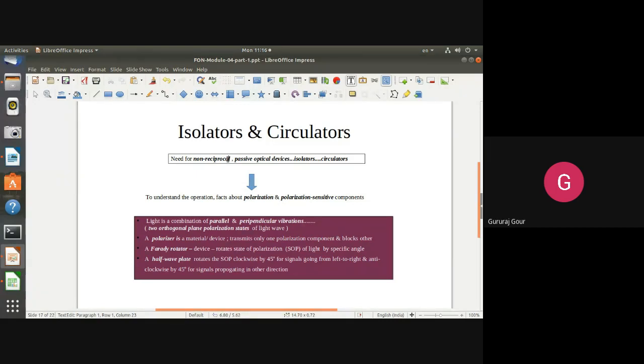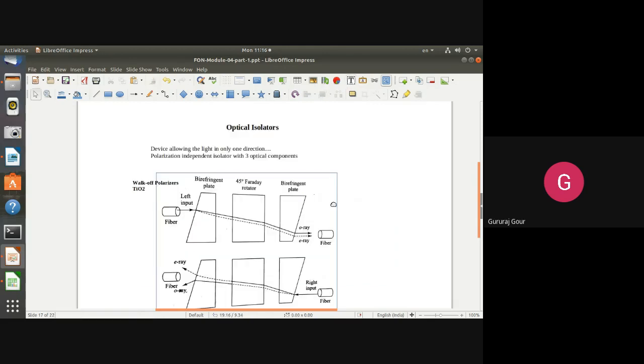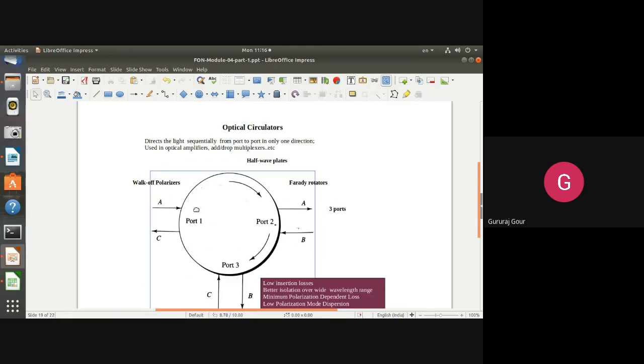Means energy if you give at one of the input ports, it is going to the next port. For example, in the circulator, you might have seen, for example, here. So it is a 3-port circulator. If you give any input at port 1, it will not run back to port 1. It will go out from port 2. If you give anything as input to port 2, it will go out from port 3. And if you give any input to port 3, it will go out from port 1. That is known as non-reciprocating.